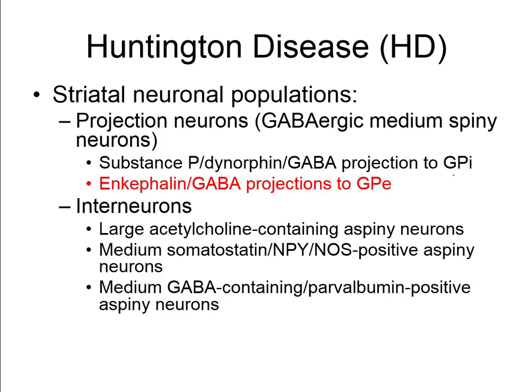You have much more direct. What do you end up with? More motor activity. Okay? The second ones that degenerate are the ones that project from putamen to GPI. So later in the disease, what's going to happen? They're going to typically become rigid.